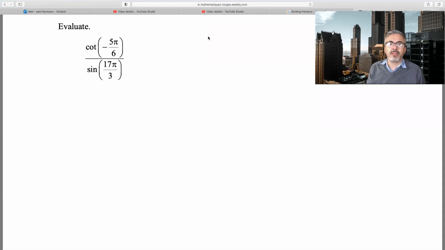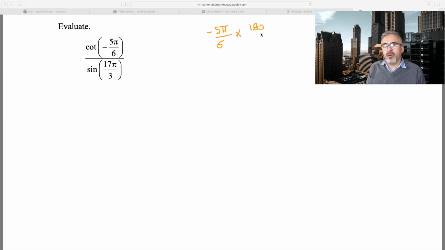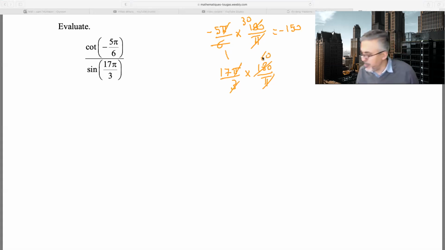So, to convert angles to degrees, you take the negative 5 pi over 6 and multiply it by 180 over pi. The pi's cancel, and that gives you negative 150. And then take also the 17 pi over 3 multiplied by 180 over pi. The pi's cancel. 3 goes into itself 1 time, and into 60 times. And then if you multiply that, you get 1020.